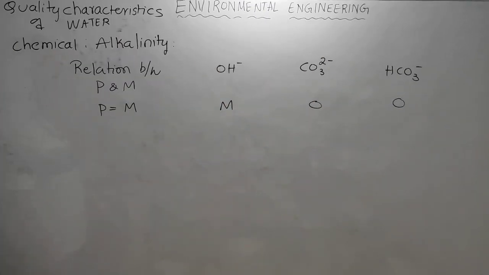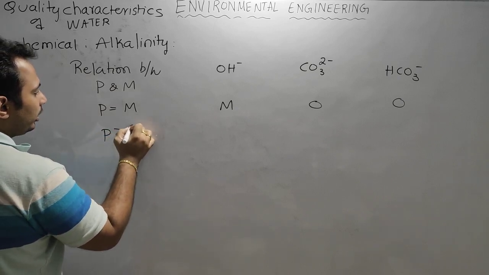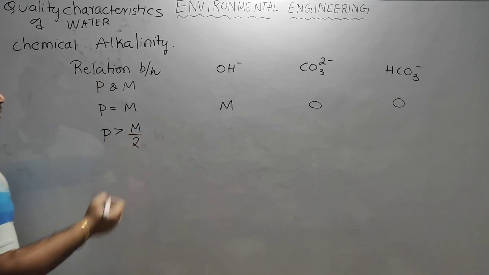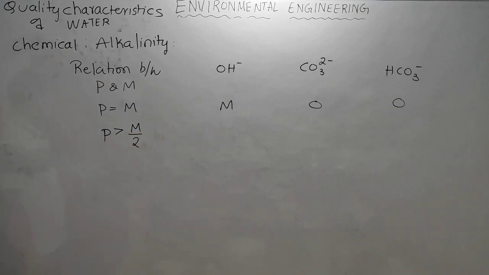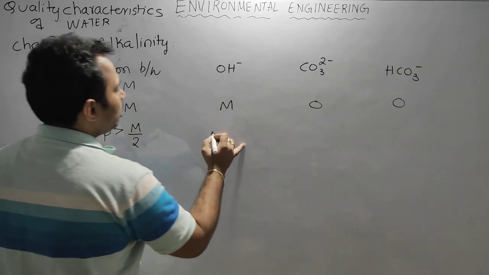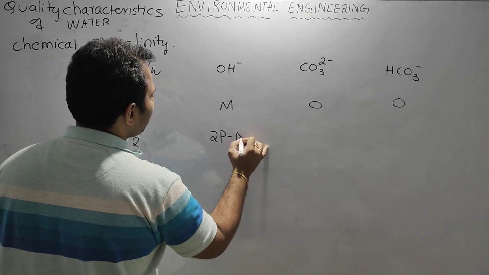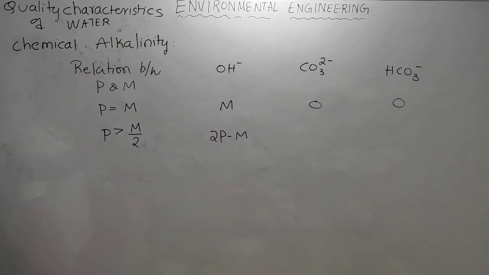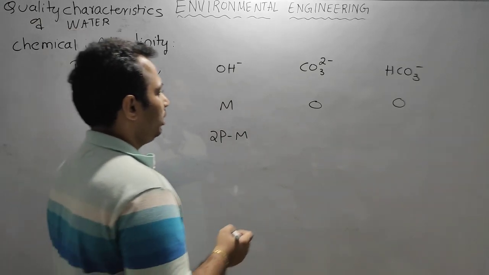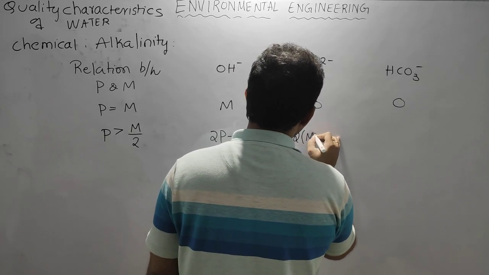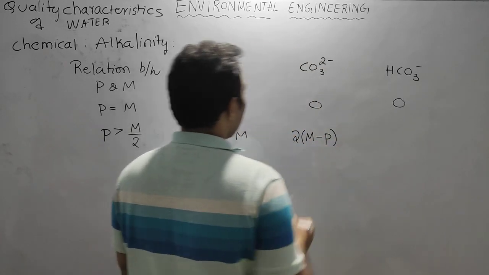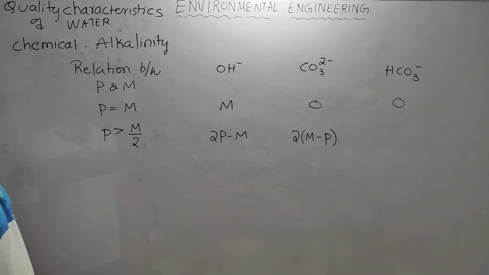When P is greater than M by 2, then OH minus is 2P minus M. It is equal to 2P minus M, and CO3 2 minus is 2 into (M minus P), 2 into (M minus P).